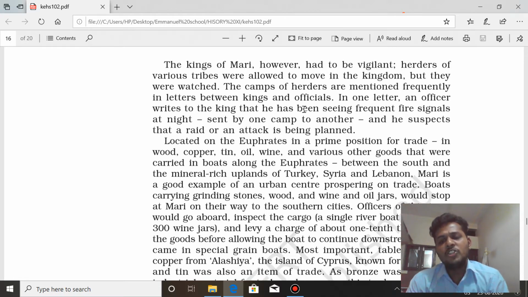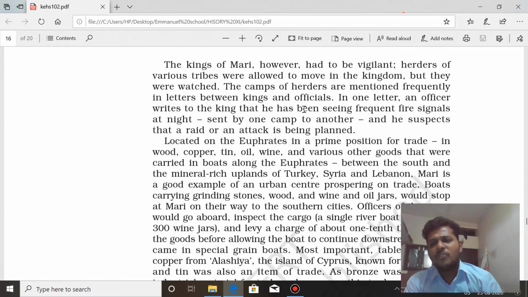So the kings are very vigilant about the activities of the herders, and any herder, any group can come within the kingdom, but they are always watched. Any mistake done, they are being punished.